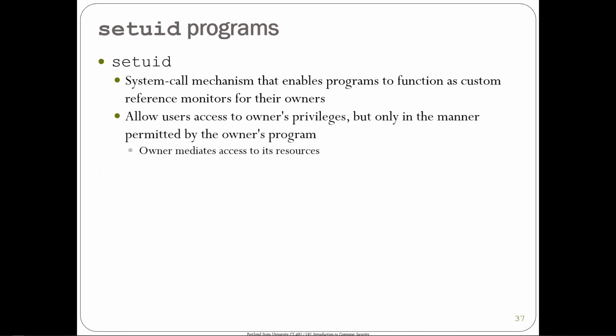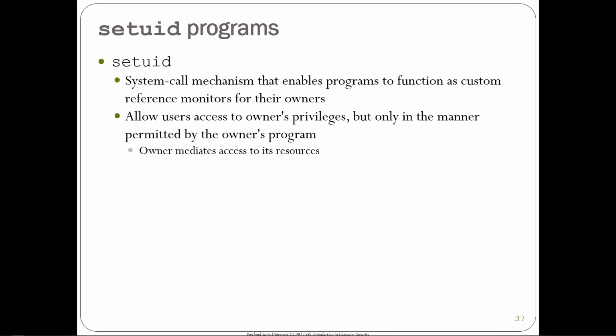Okay, so the setuid facility allows a user access to the owner's privileges, but only in the manner permitted by the owner's program. I'm going to write a program as myself, and it's going to do something very specific, but I'm going to allow you to access this program and act as my user ID to do those operations. And if I've done it correctly, if I trust myself to not have any bugs in my program, then this will all work, right?